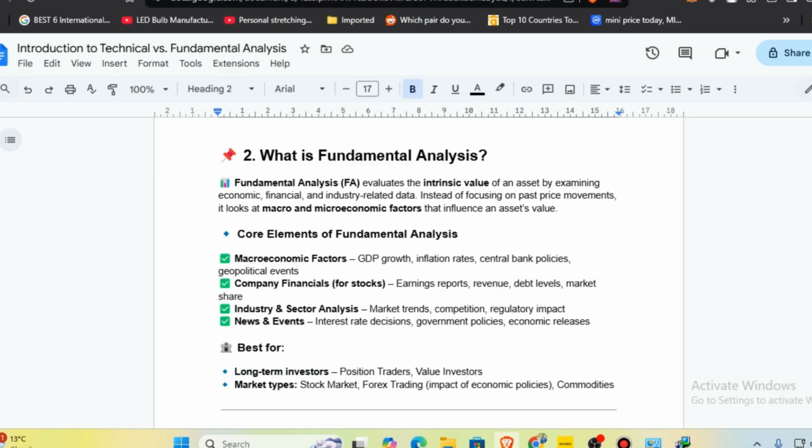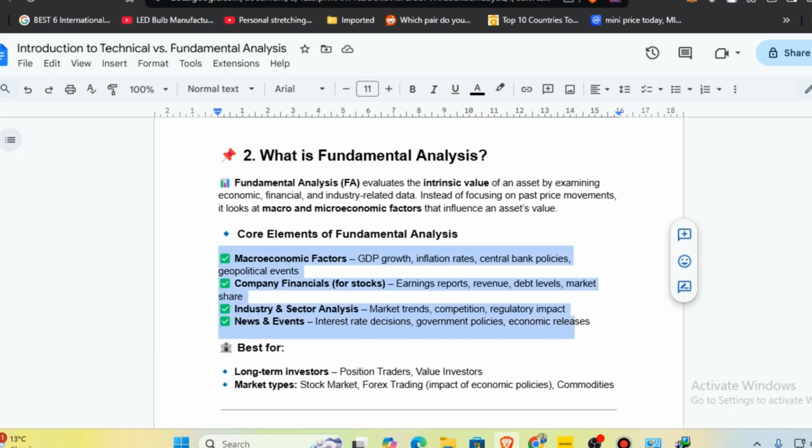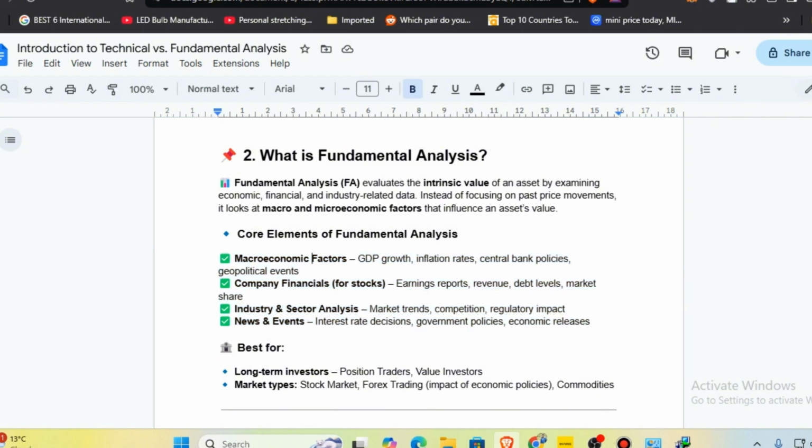Fundamental analysis has core components like macroeconomic factors, company financials, industry sectors, and news and events, and all these things. So why are these important? These are usually responsible for one specific trend. You must follow some strong fundamental analysis person on YouTube, and whichever side he predicts, you should try to go with that side for the longer term.